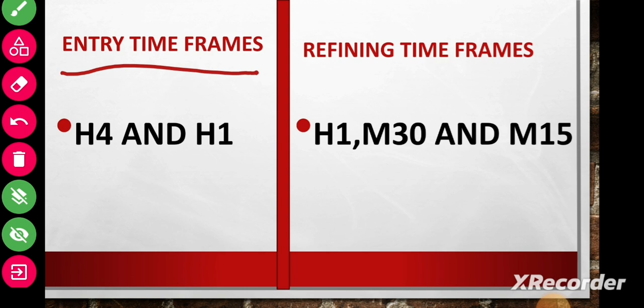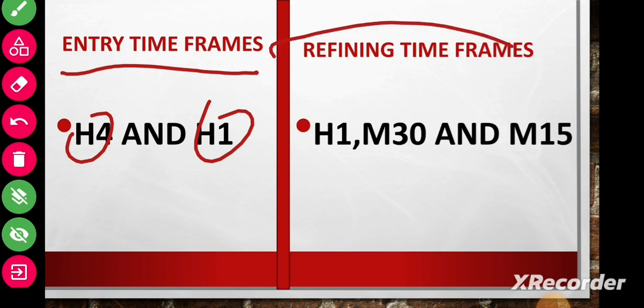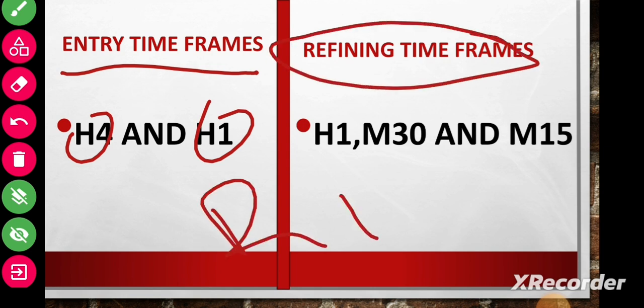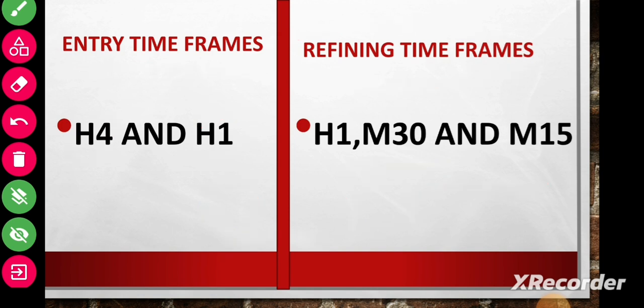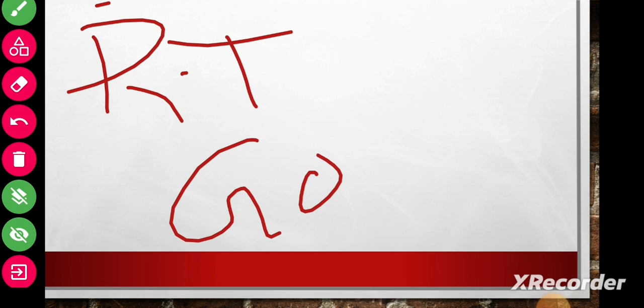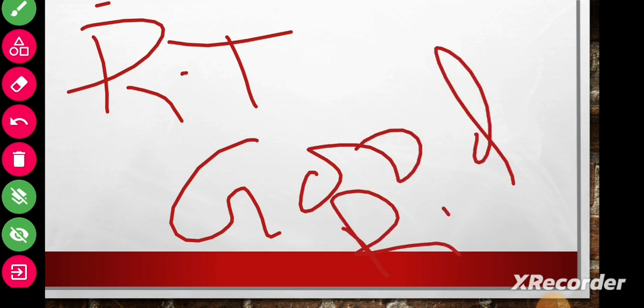We have H4 in the entry time frame, and we have H1, and we have another time frame that we call the refining time frame. What do I mean here? The refining time frame is the time frame which gives you a bigger picture with a good risk to reward ratio.